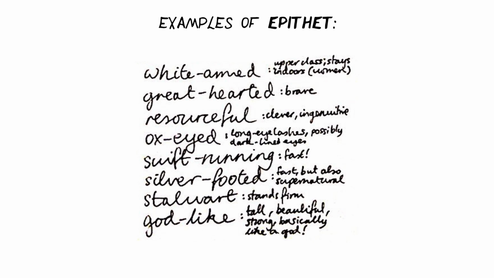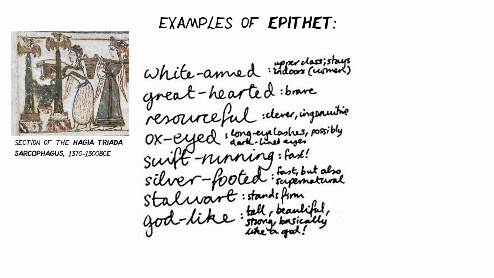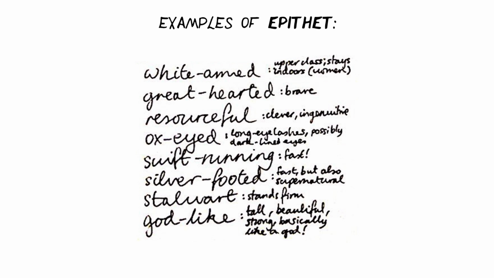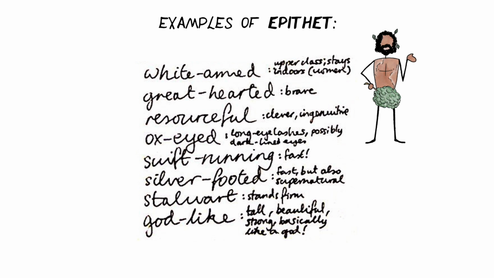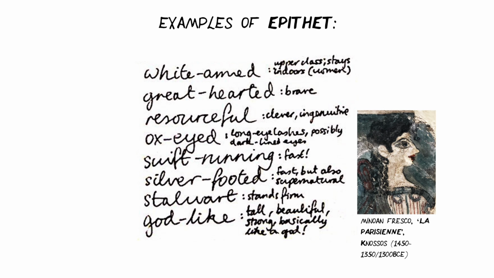Examples of epithets. White-armed. This one is often used for female characters, mostly goddesses, and it often means that they're upper class because they stay indoors and do work there instead of going outdoors and getting a tan. Great-hearted, that means brave, your courage is found in your heart. Resourceful, that's one of Odysseus's, means clever and imaginative. Ox-eyed, another feminine beauty one. This means they have long eyelashes and possibly dark-lined eyes, which also gives us a bit of an idea of the kind of makeup fashion they might have had.